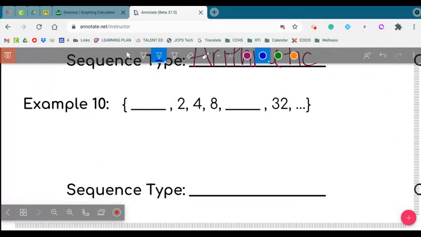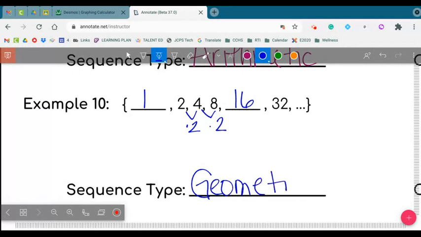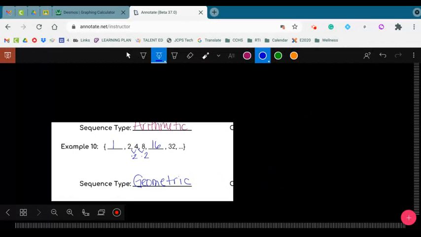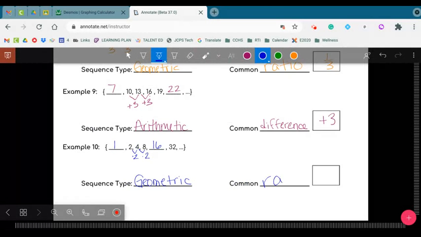I go from 2 to 4 to 8. Well, you can tell from 2 to 4 you're going up by 2, but then 4 to 8 you're going up by 4. So you have to be multiplying. We're actually multiplying by 2 each time. So we're going to get 16, and then divide by 2, we get 1. Since we're multiplying, it is geometric. Geometric, we always have a common ratio. And this ratio would be 2.